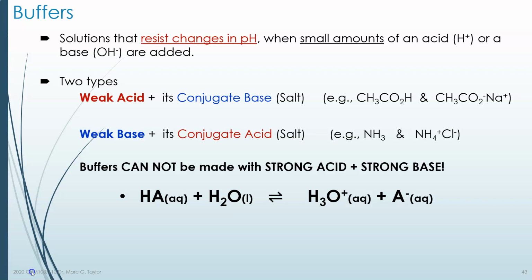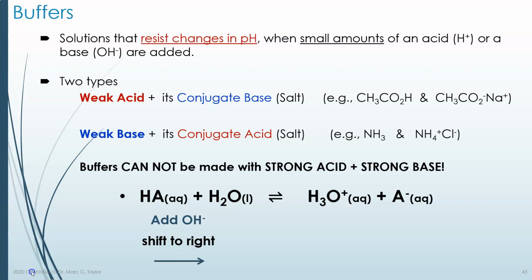And when you put these two together in water, there will be an equilibrium set up between the two, and you always have some of the reactants on the left, the original acid, and you always have some of the reactants on the right, the conjugate base, as well as hydronium ion, in this case, with a weak acid system.